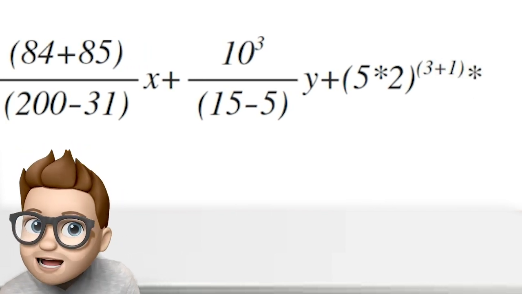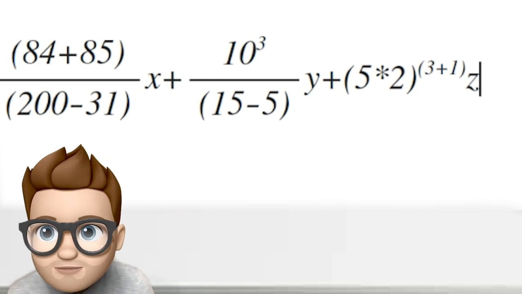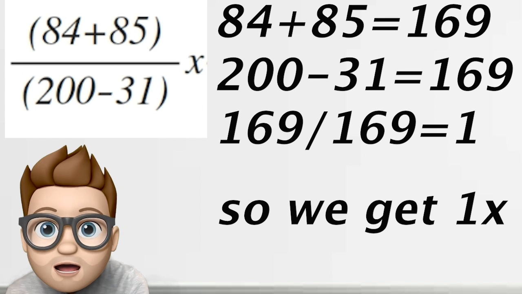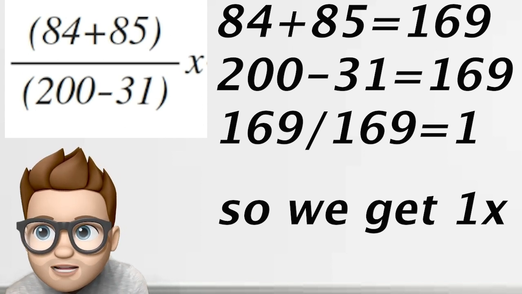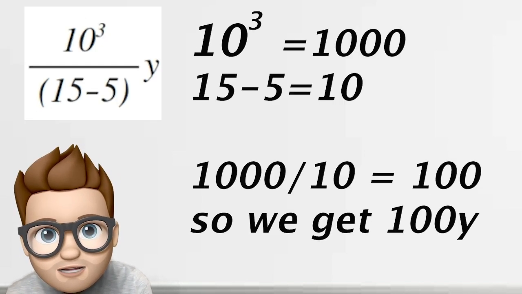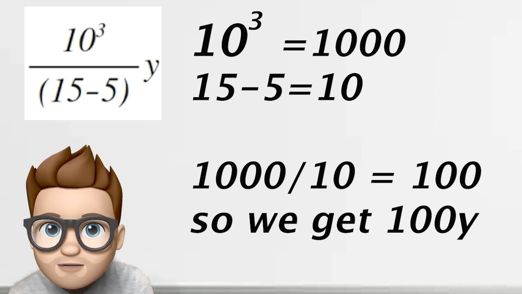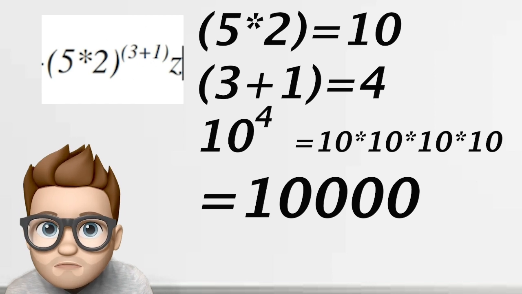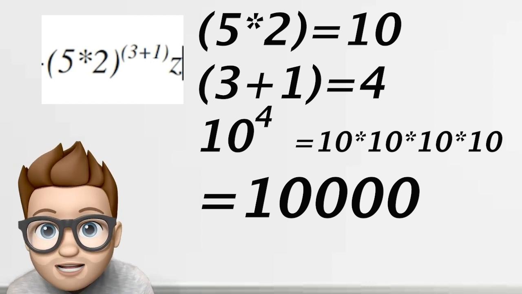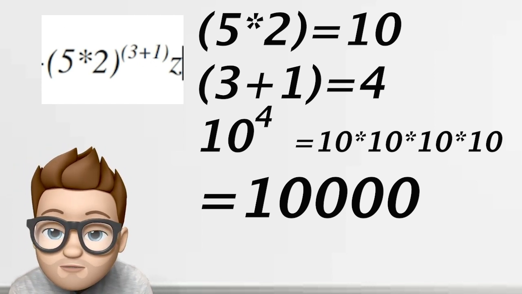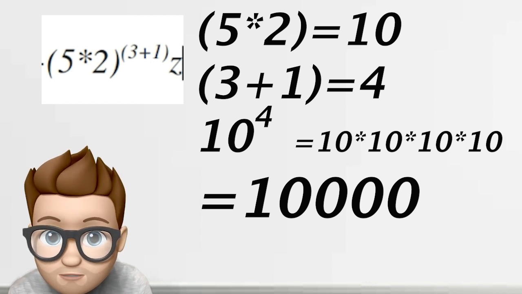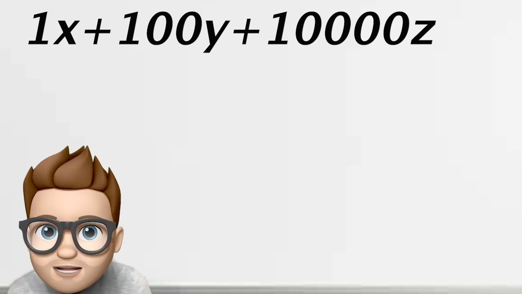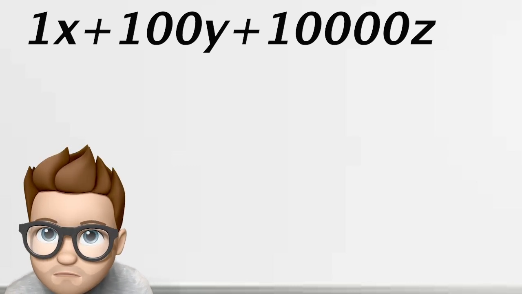So what actually ended up happening, if you look really closely at this, is the first thing that we multiplied together gave us 1 times x. And then we added on 100 times y. And then we added on, again, 10 to the power of 4. Well, what's 10 to the power of 4? 10 with 4 zeros. So 10,000 times z. And that actually gave us the numbers we wanted.